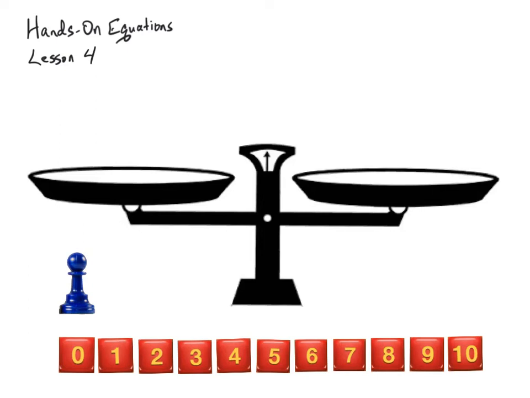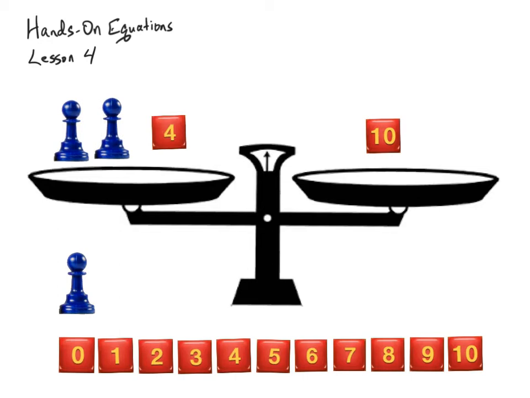This video is lesson 4 of the Hands-on Equations learning system, and in this lesson you're going to learn a legal move with the number blocks. So let's start looking at this setup where we have two X-men and a 4 on the left-hand side and a 10 on the right-hand side.